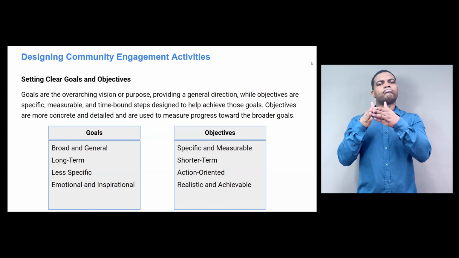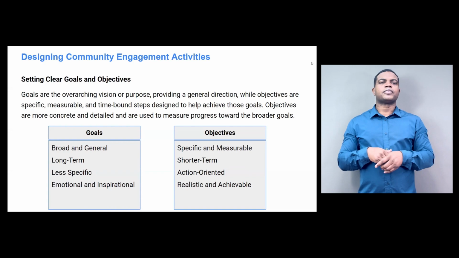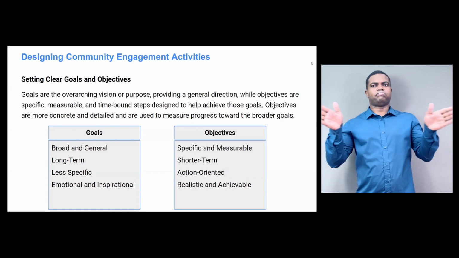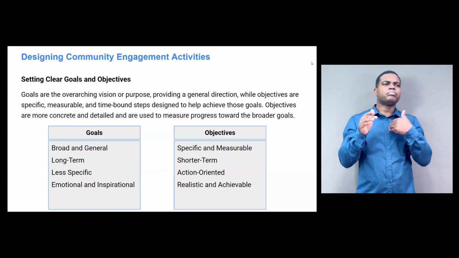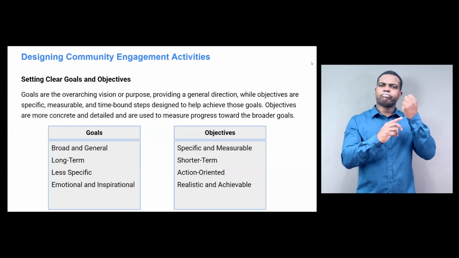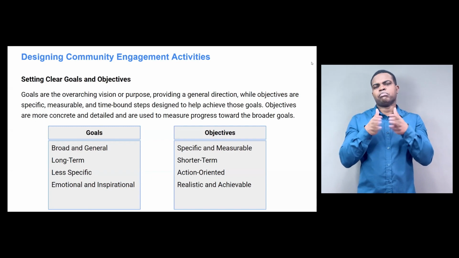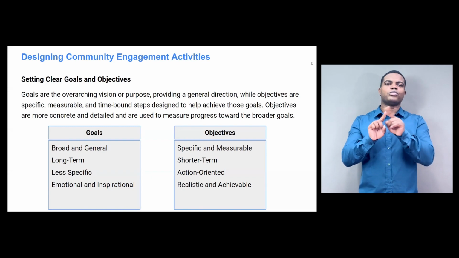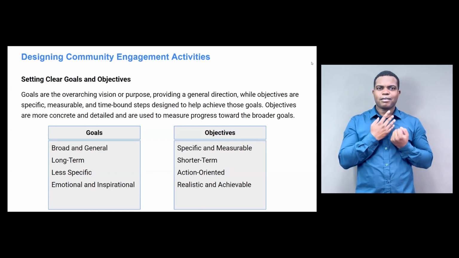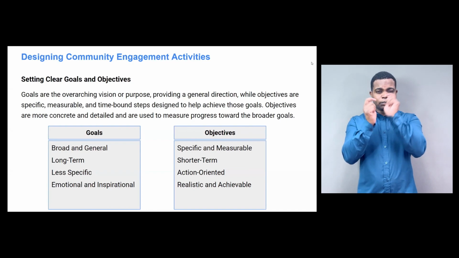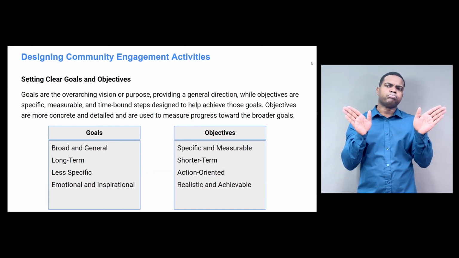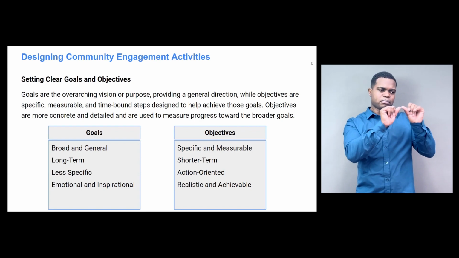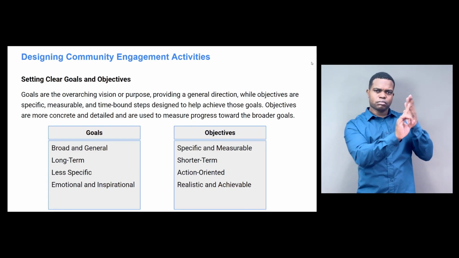For goals, they are broad and general. Goals are broader and more general statements that describe what you want to achieve. They set the direction and provide a sense of purpose. They also represent long-term outcomes. Also, they are less specific. Goals are not as detailed or specific as objectives, and they don't include measurable indicators.